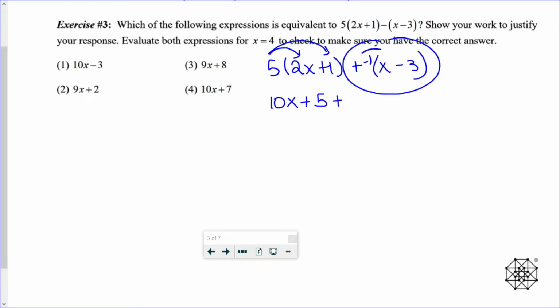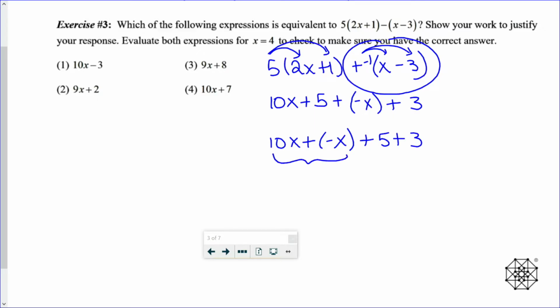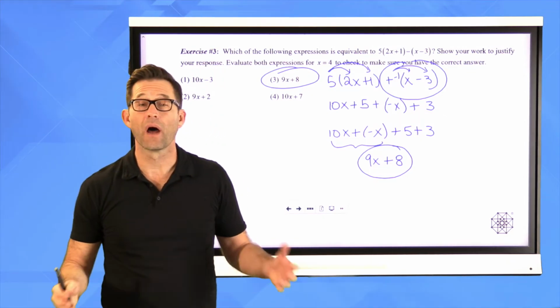So when I do that, I can then distribute a multiplication by -1, so -1 times x is -x. Maybe put parentheses around that. And -1 times -3 is +3. I can now use some associative, commutative properties of addition to get 10x plus -x plus 5 plus 3, right? And now 10x plus -x is 9x, and 5 plus 3 is 8. Okay, so the equivalent expression is 9x plus 8.